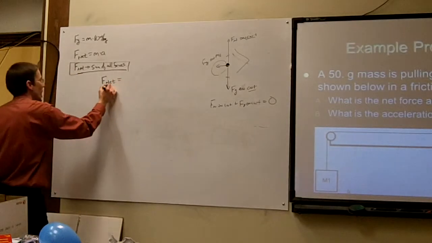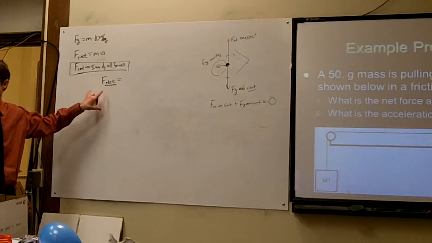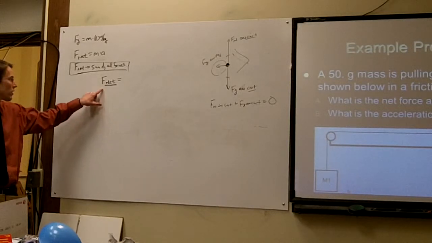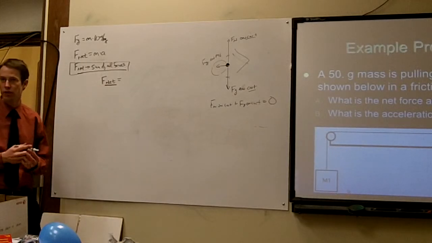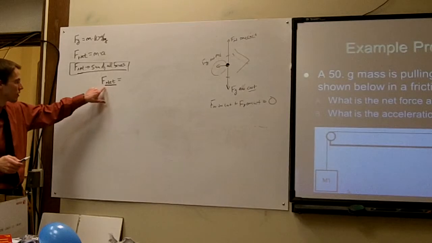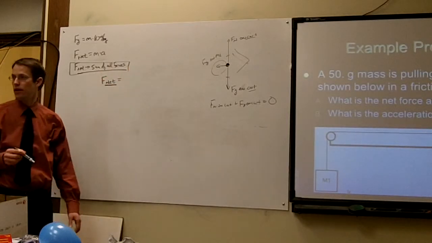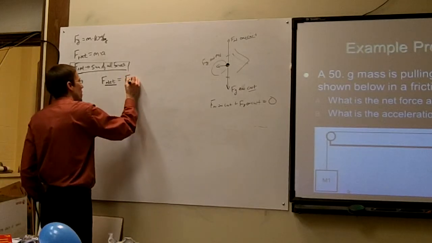Now be careful here. Some people want to just say Fn. Don't be lazy. In the end, when these get way more difficult than this, how you write this out is how your brain's going to do on these. So force net, notice I wrote the word net, is equal to which one of these is not being canceled? Force gravity on mass 1.